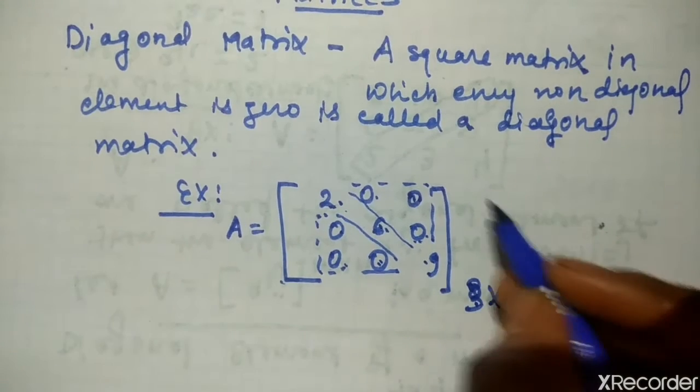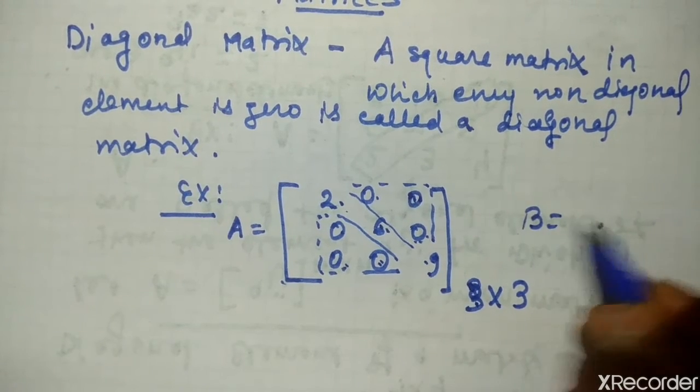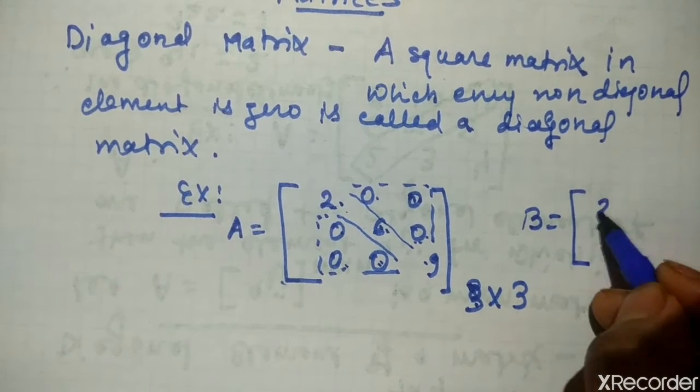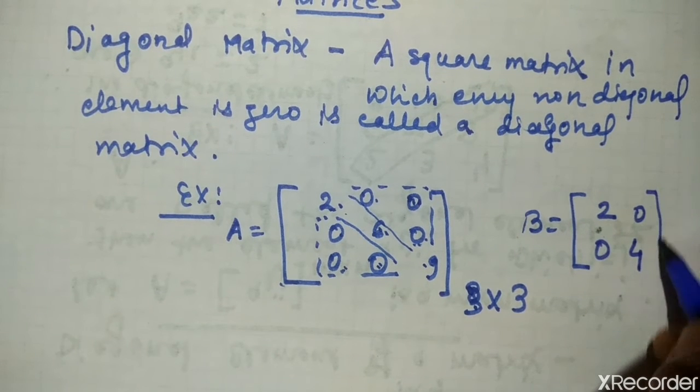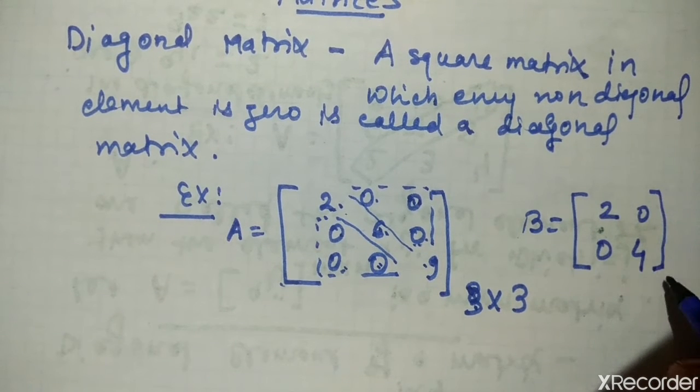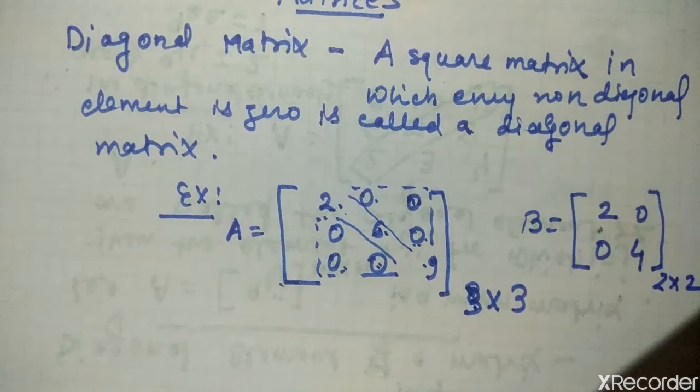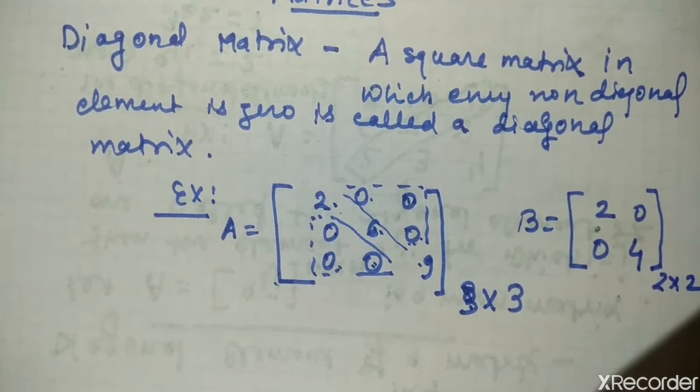Let us see another example. If we have B equals 2, 4, 0, 0, then we say that this is a diagonal matrix of order 2 cross 2.